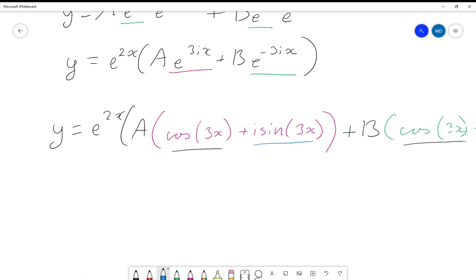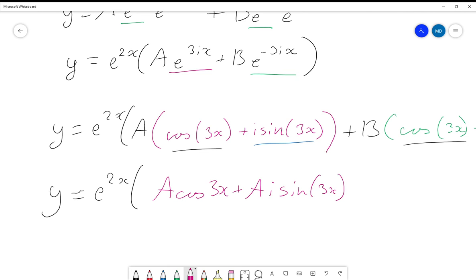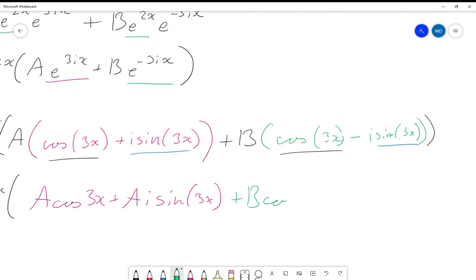And now I'm going to expand those brackets, so I get y is equal to e to the 2x lots of a cosine 3x plus ai sine of 3x plus b cosine 3x minus bi sine of 3x.